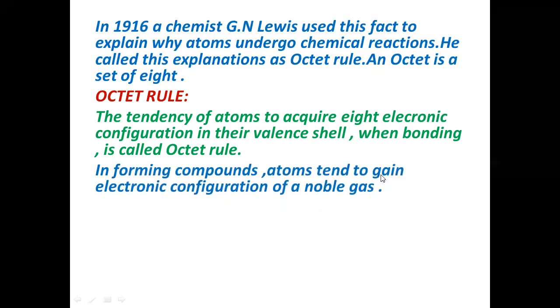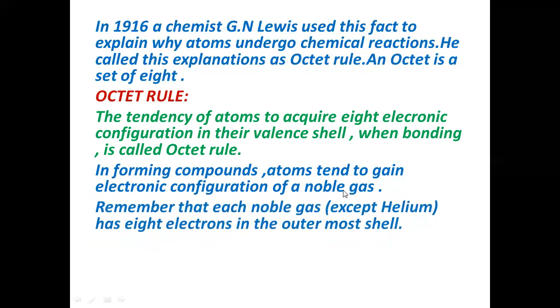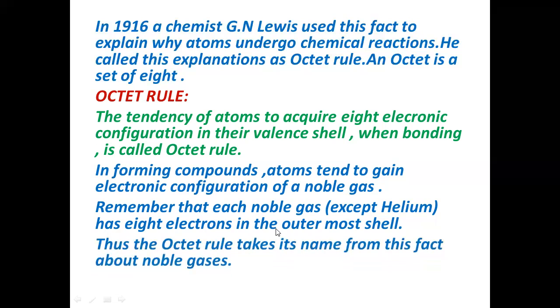In forming compounds, atoms tend to gain the electronic configuration of a noble gas, because the noble gases have a completely filled outermost shell. They have 8 electrons in their outermost shell. So the rest of the atoms try to have the same completely filled electronic configuration like the noble gases, and that's why noble gases are highly stable and do not participate in bond formation. Remember that each noble gas except helium has 8 electrons in the outermost shell. Thus, the octet rule takes its name from this fact about noble gases.